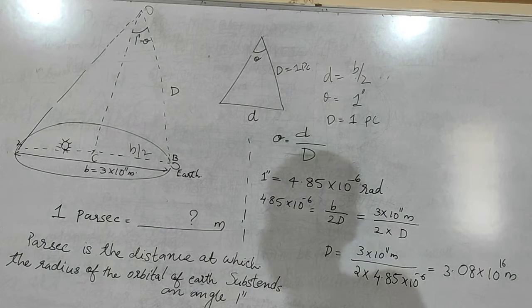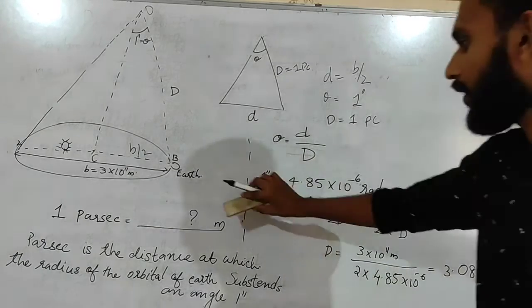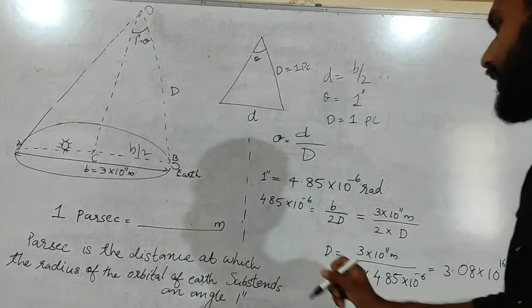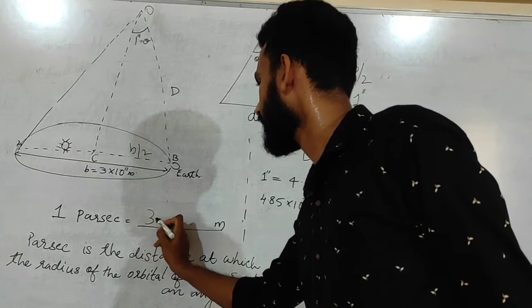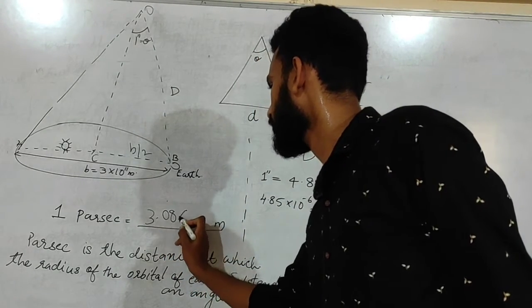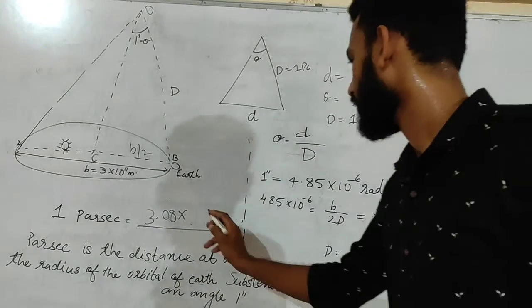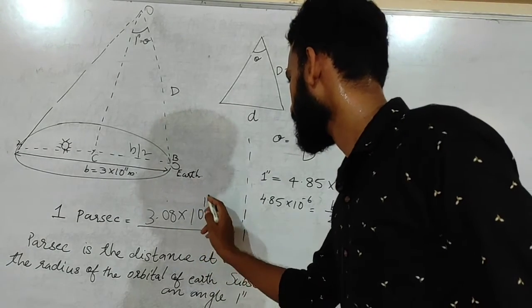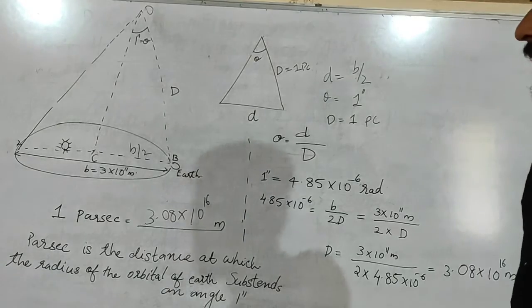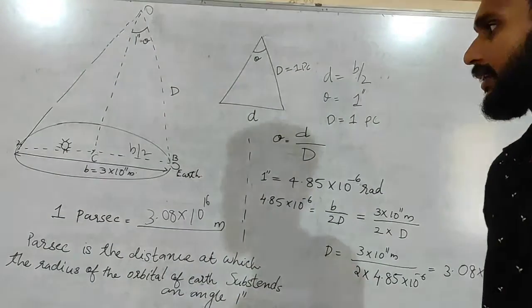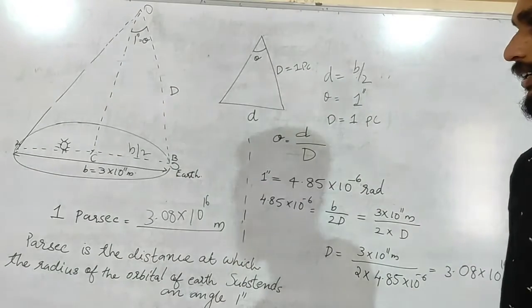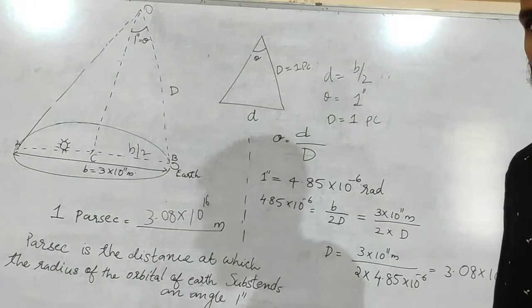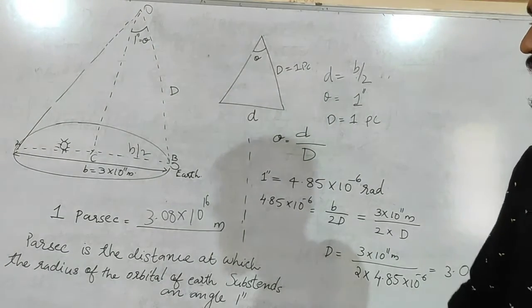So 1 parsec we can write as 3.08 × 10^16 meter. This is the final answer that you have to find. I think now it has become clear for you. Okay, so actually the concept is very easy.